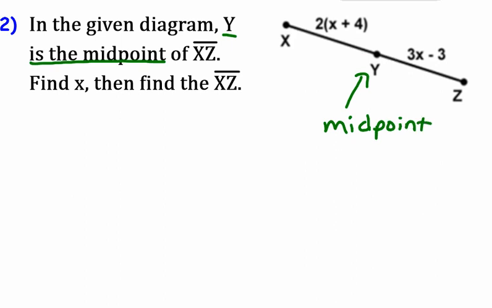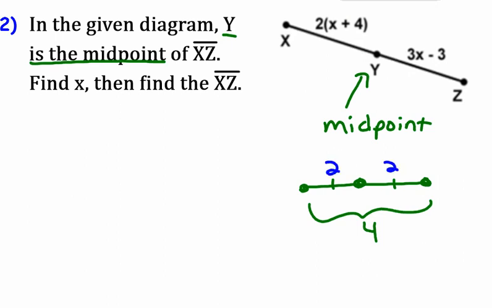Okay, let's talk about what that means if Y is the midpoint. If Y is smack dab in the middle of that line segment, that means that, well, let's look at another little example here. Let's say that this whole line segment is 4, and I have a middle point, which means that this line segment and this line segment have to be the same length, which of course means that this would be 2 and this would be 2, because they have to be equal to each other.